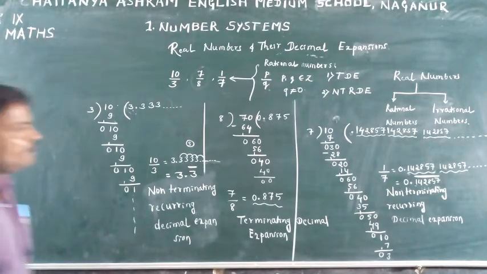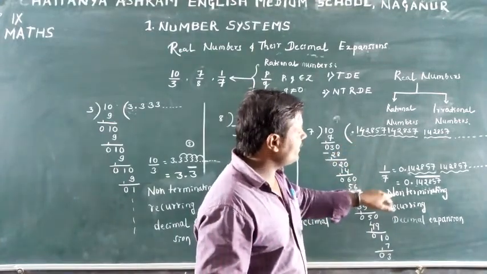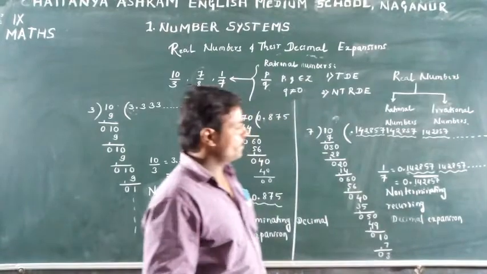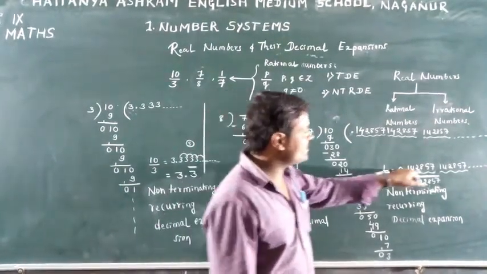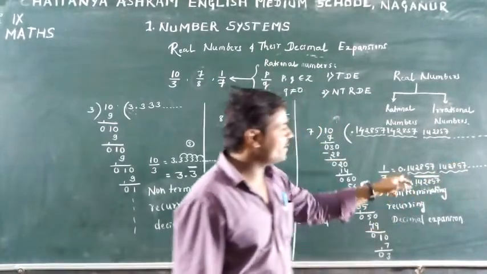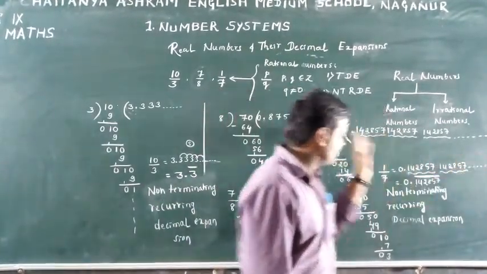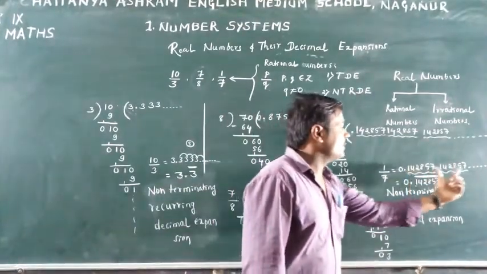Okay, dear children, see here. This is a non-terminating recurring decimal expansion. When we divide 1 by 7, this is its decimal expansion. Observe the decimal expansion. The division process is not completed, and this block is repeating.